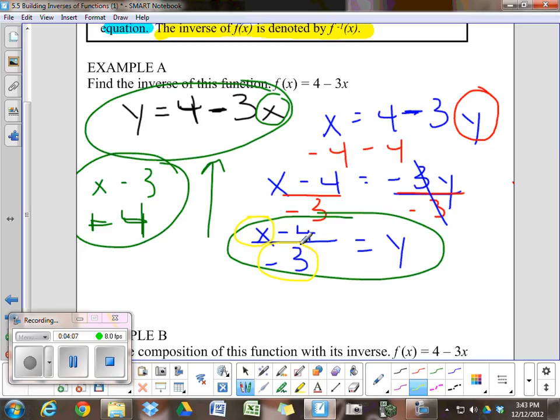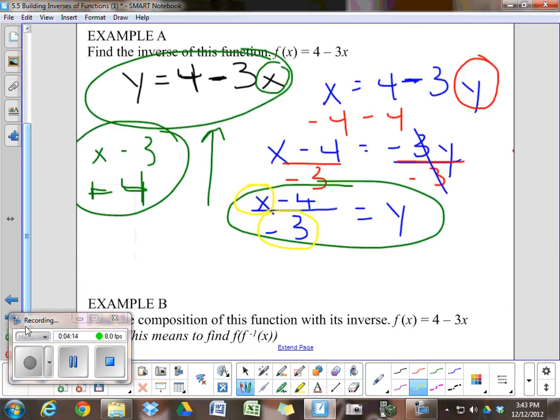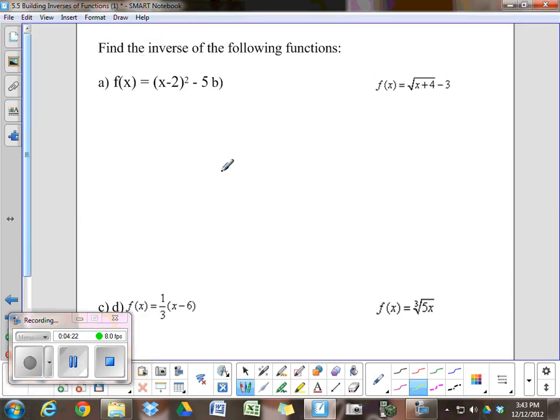And we'll talk more about the notation that I mentioned up here in yellow tomorrow. Next, instead of moving to example B, I'd like you to go down to the examples at the bottom of the page on the handout. And let's just practice finding the inverse for these functions. This little b is in the wrong place. On my handout, it should be over there.